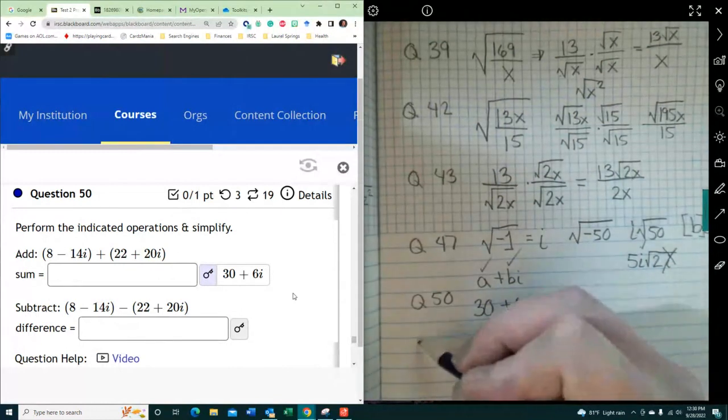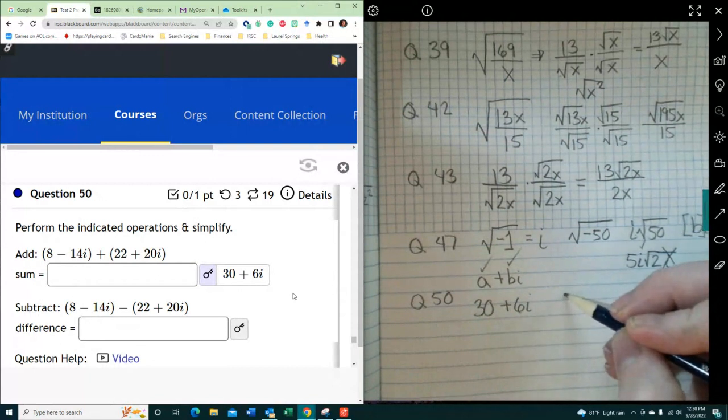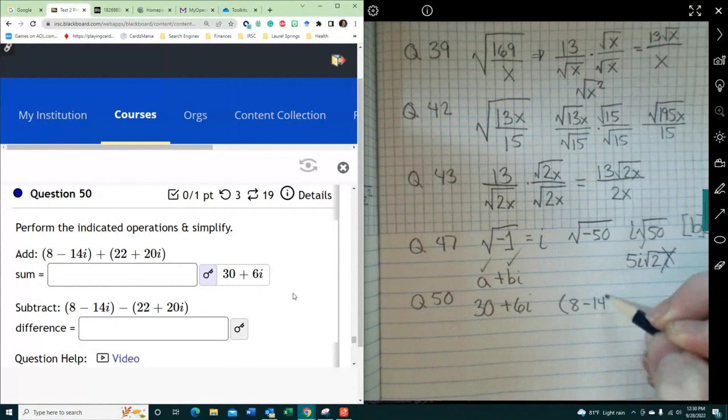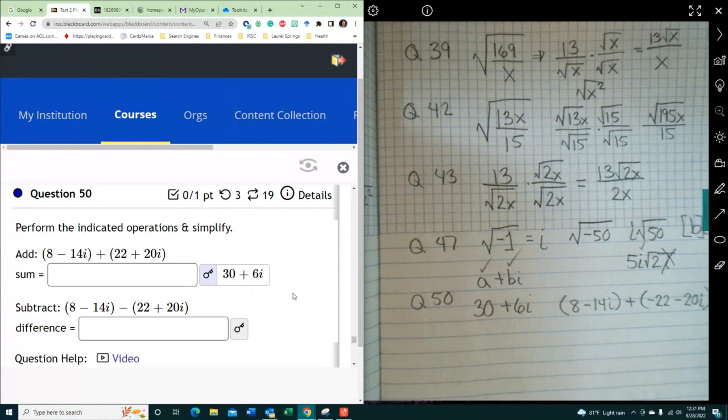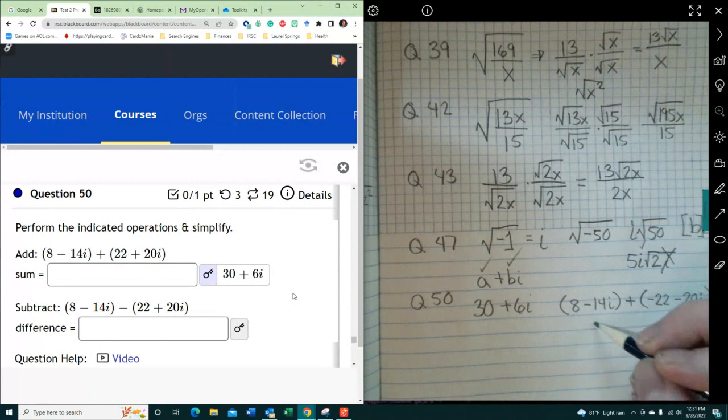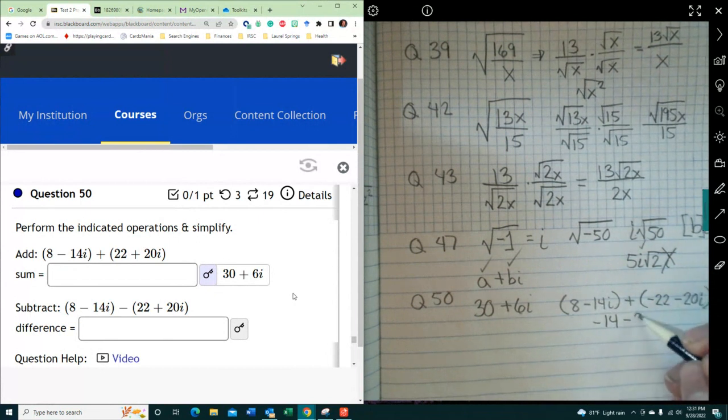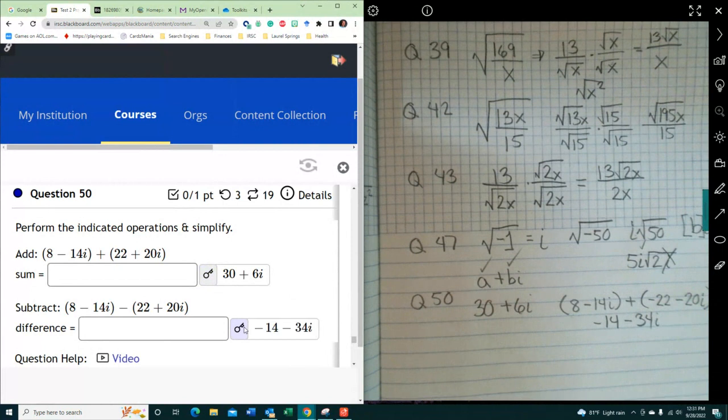Likewise, take 8. Now, with the other part, it's sometimes helpful for students to rewrite it like this. When there's a negative sign, go like this. That is helpful for a lot of students, because they distribute the negative sign to both things, make it become positive, and default back to the rules of addition. Just add these together. 8 added to negative 22 is going to give us negative 14. And then adding these two together, because they're both negatives, we're going to get 34i. And that's our answer for that one.